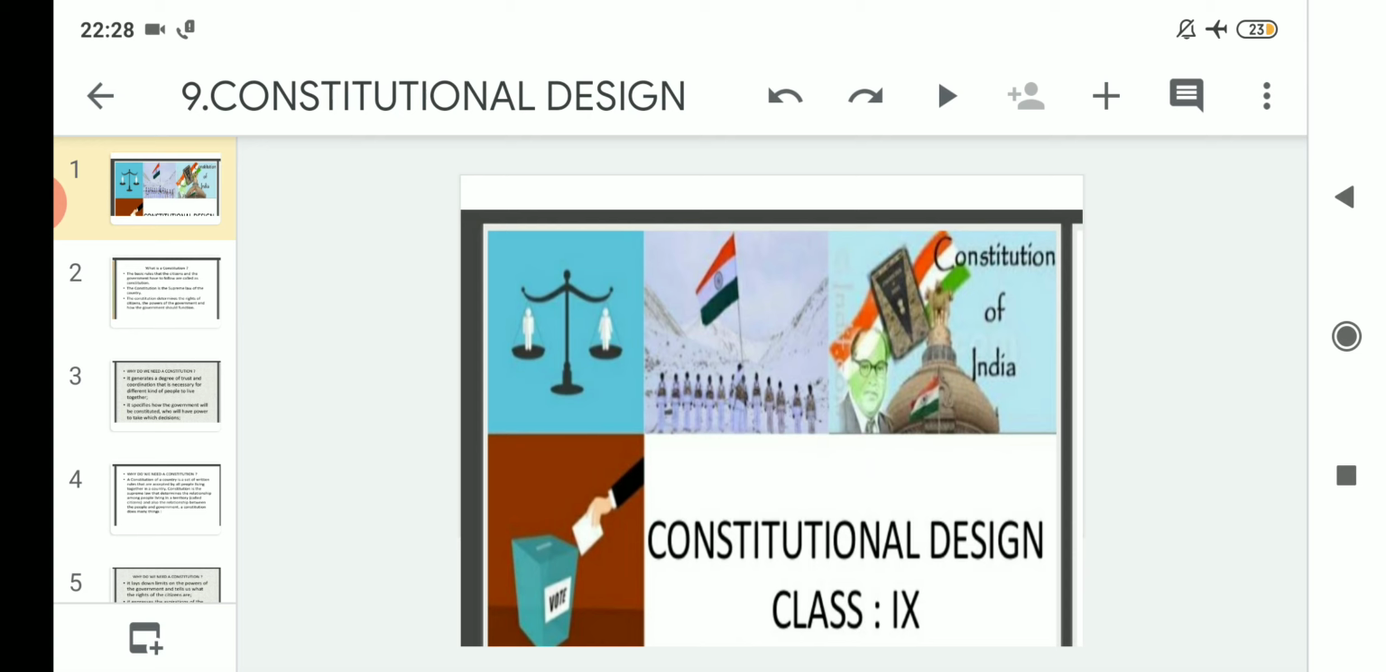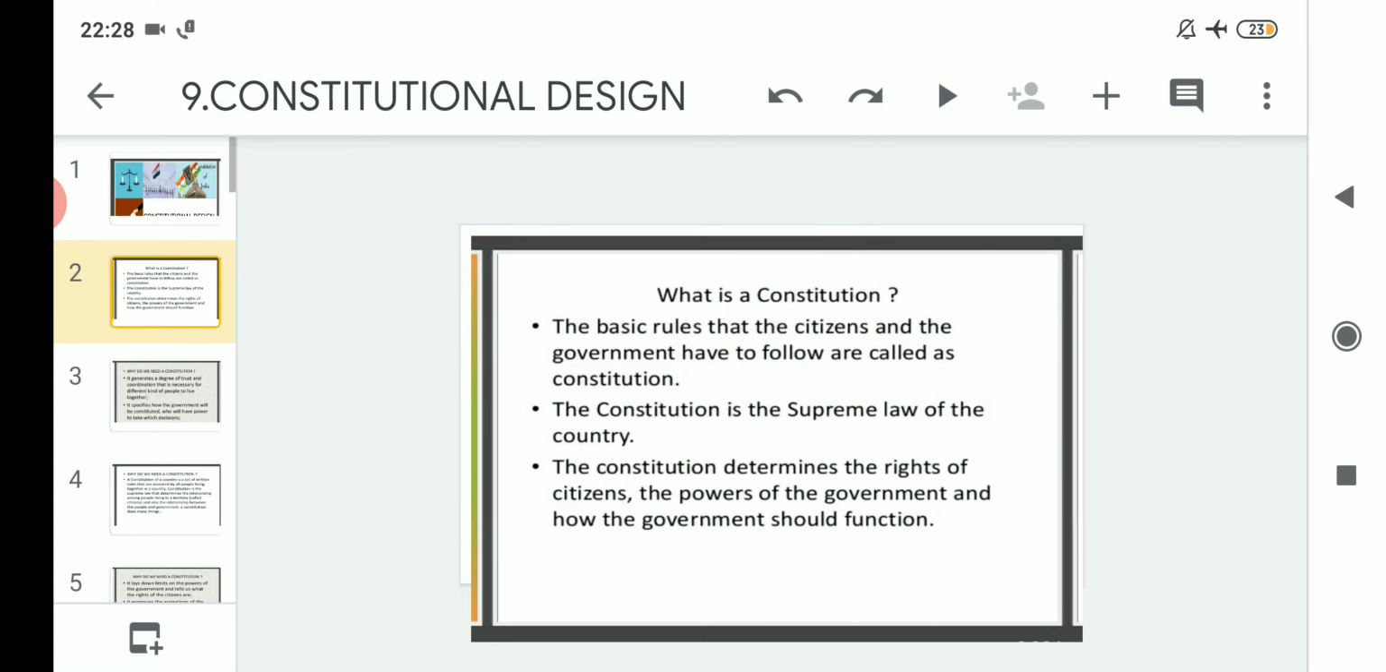So starting with chapter number 3, that is constitutional design, the first topic that will come is what is a constitution. So if we talk about constitution, what is it? In simple words, it can be told that it is the basic rules and regulations through which the government rules the country, and along with that we are also abiding by the constitution.